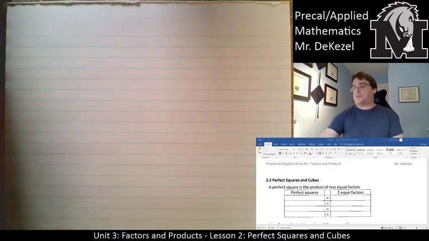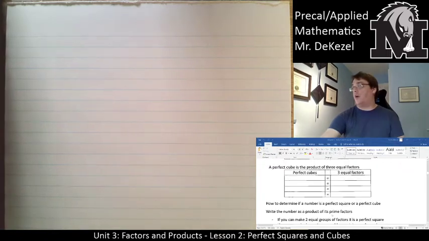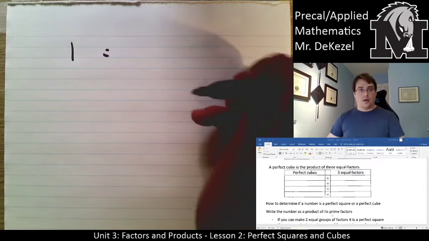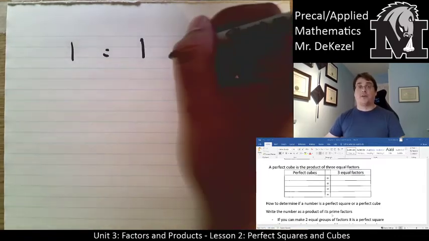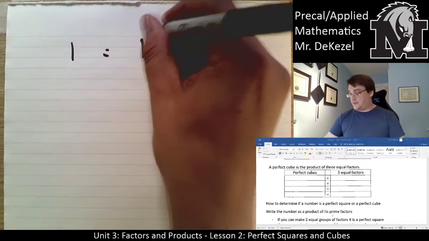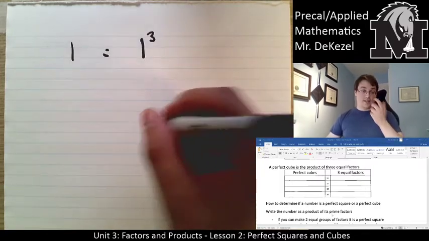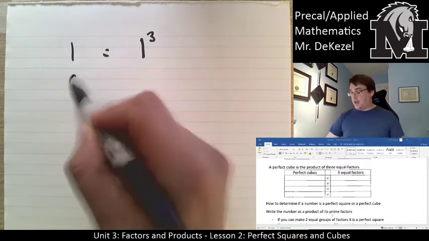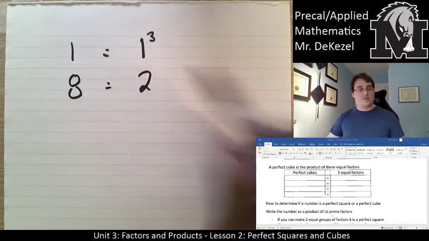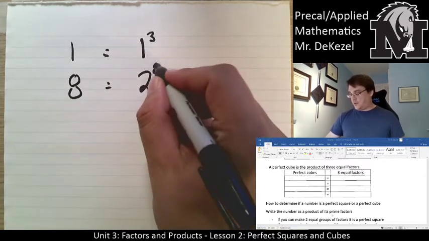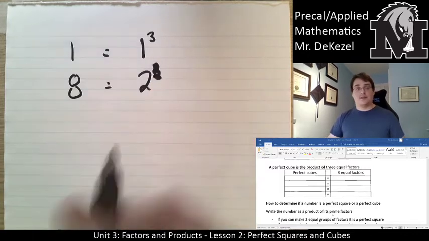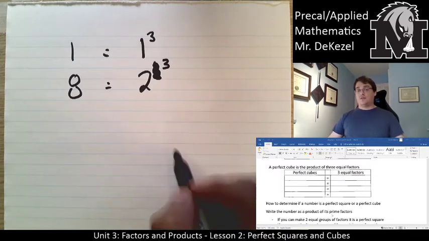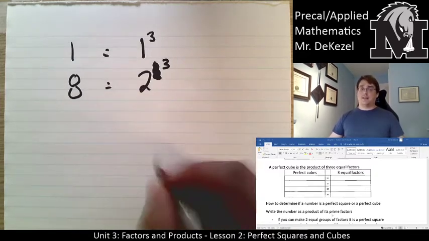So, some perfect cubes that I know. 1 is, again, 1 times 1 times 1. That is itself multiplied by itself 3 times. So 1 to the power of 3 is equal to 1. The next number up is 8. That is 2 times 2 times 2. So the power of 3. That is a 3. I'll scratch that out. 2 to the power of 3. 2 times 2 is 4. Times 2 again is 8.